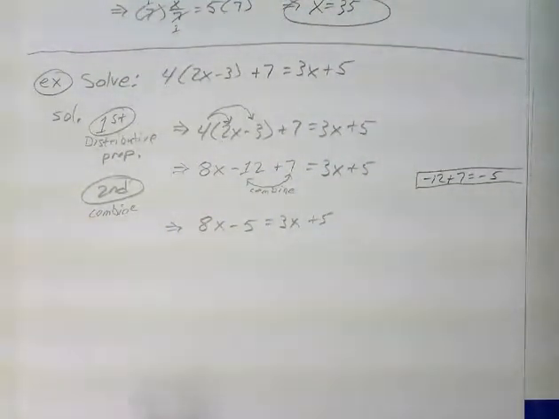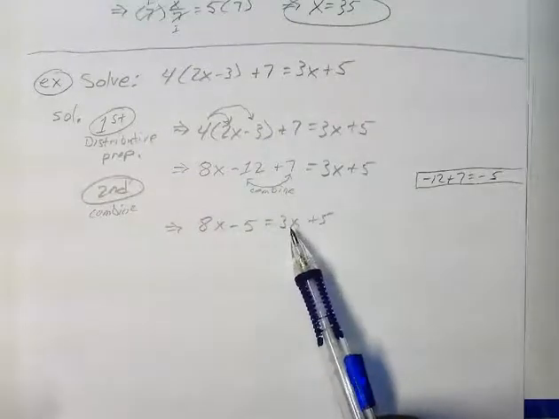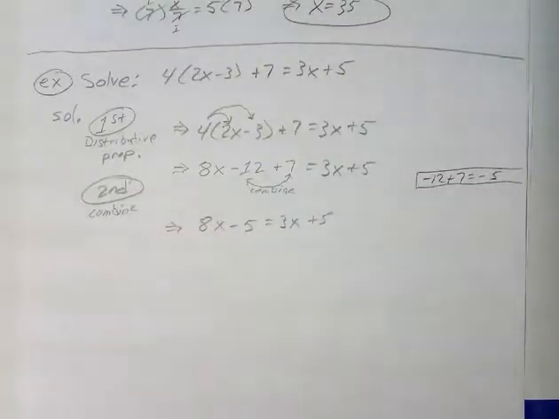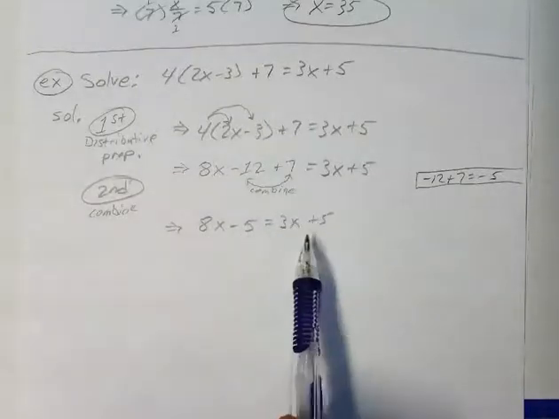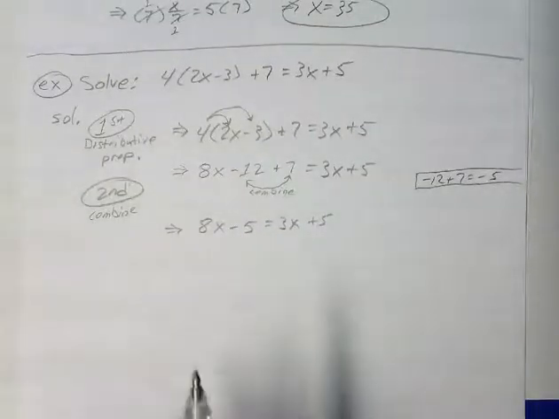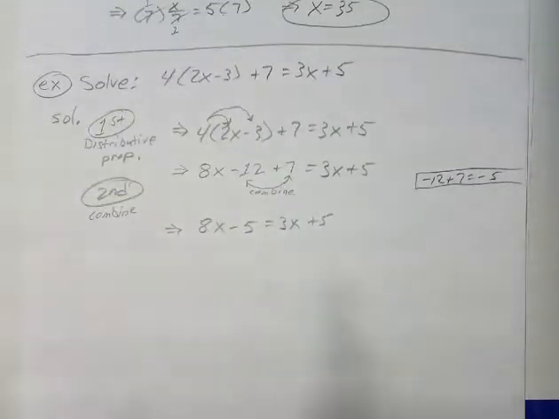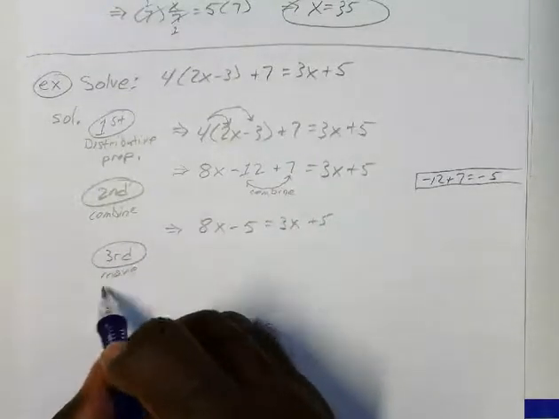We're going to move all variable terms to one side and all non-variable terms to the other side. So 8x and 3x are our variable terms, and minus 5 and plus 5 are our non-variable terms. So we're going to move all the x terms to the left and all the non-variable terms to the right. You can do it the other way if you like. You'll still get the same answer. If you wanted to move all the x terms to the right, we could do that also. But I'm just moving it to the left because it's my personal preference, at least for this problem. So move terms.